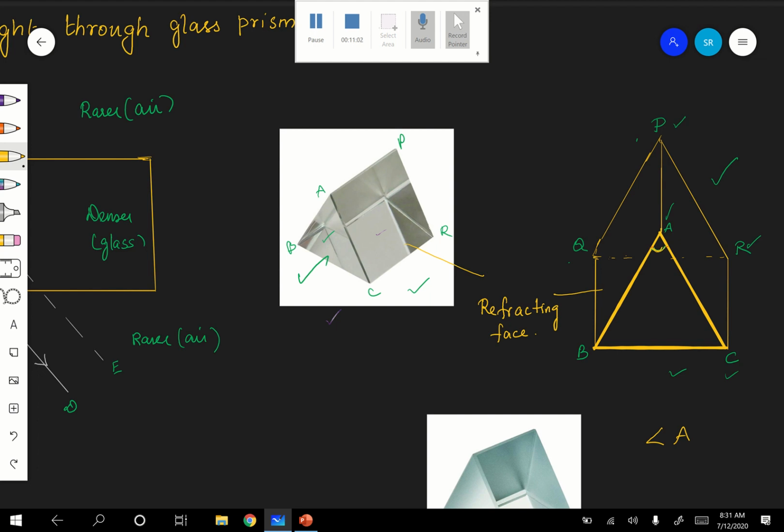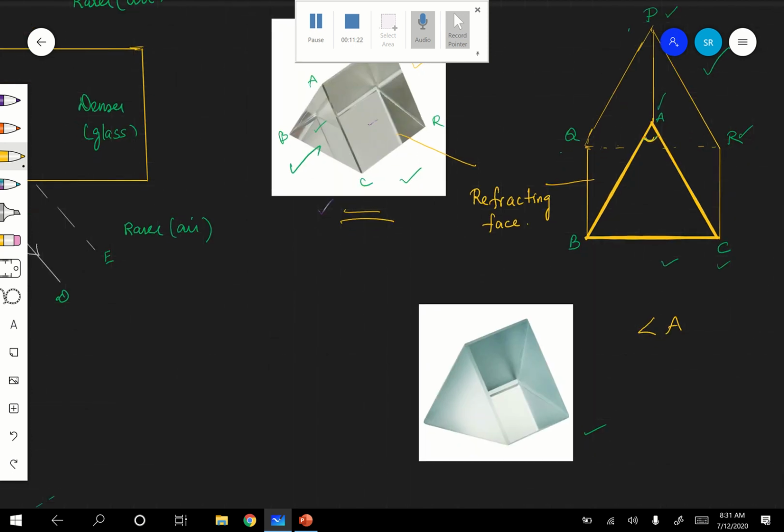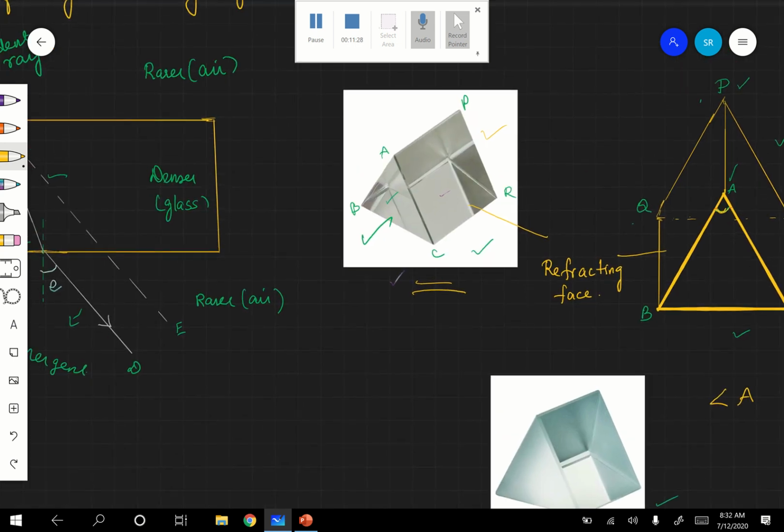Is it clear? Because the other faces are not shown in this diagram, that is why I have drawn it like this. I think you are able to understand how the prism will look. Once you come to the lab for a practical, I'll show it to you. And this is also a prism, a tinted, slightly colored prism. Got it? This is very, very important.